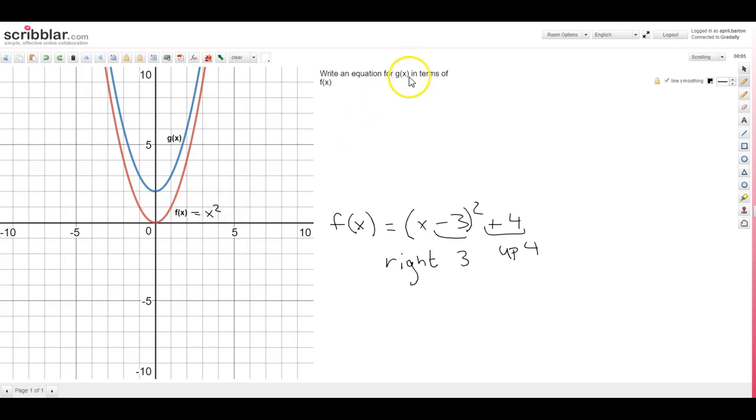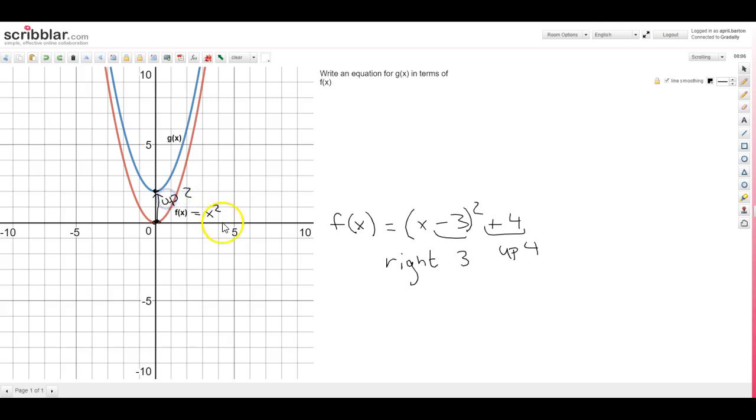But we want to write g of x in terms of f of x. So we have to see, well, how did the graphs change? What happened from red to blue? I usually look at the vertexes to determine that. I say, here's our original vertex. What happened to get to our new vertex? Well, we went up 2.